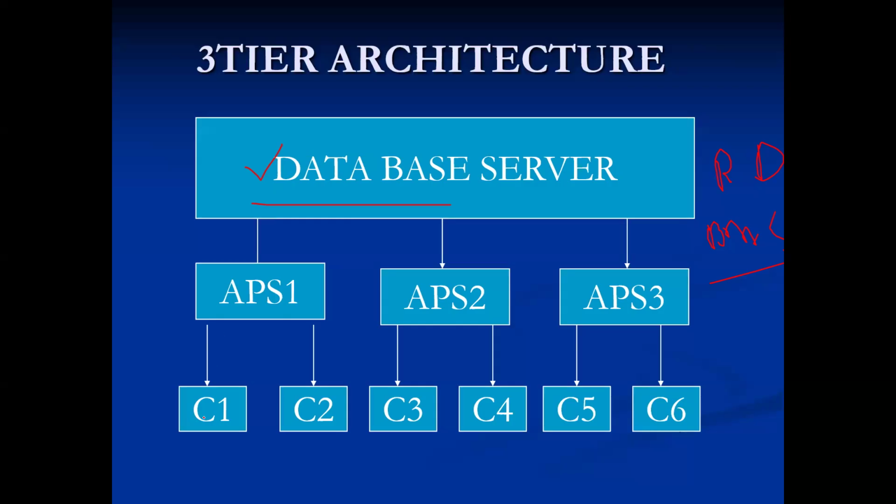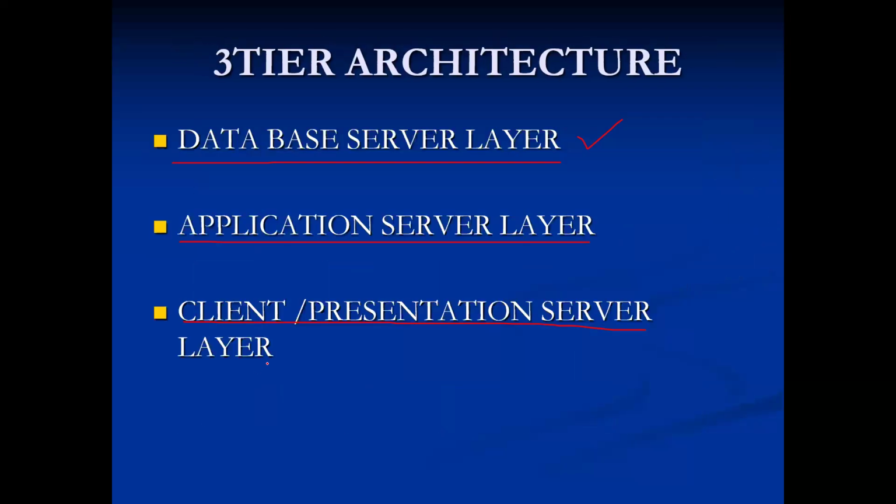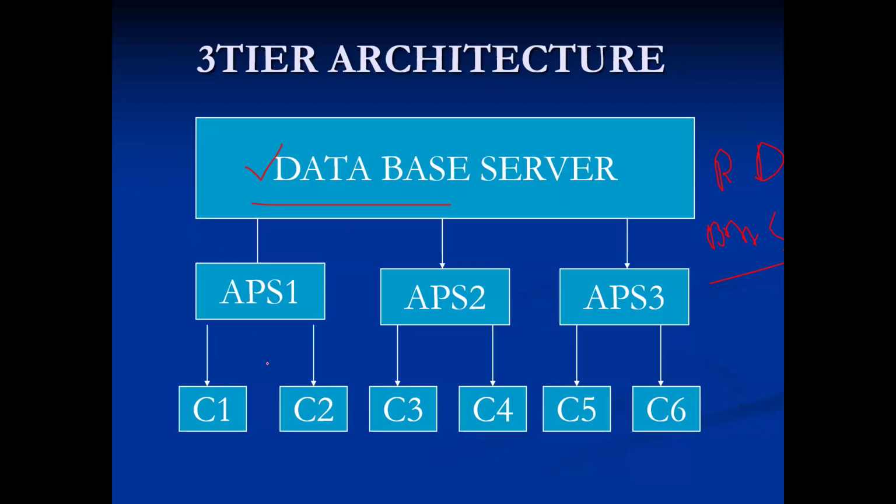Then the third layer is the client or presentation server. Clients are the computer systems which are used by the employees to process the business transactions. For example, if you go to a bank, you will see a number of employees with laptops or desktops. They are called client systems. Through the client systems, they process our requirements and our transactions.